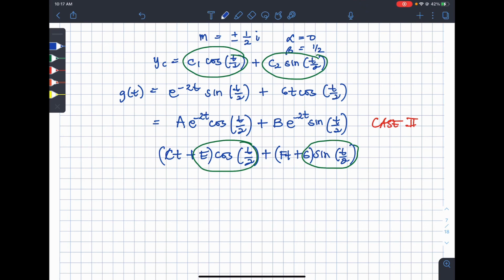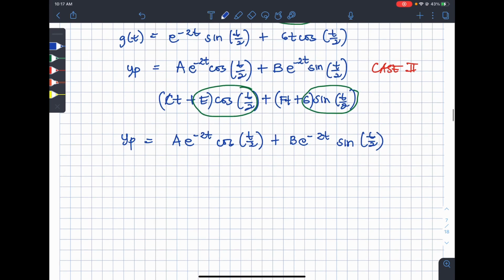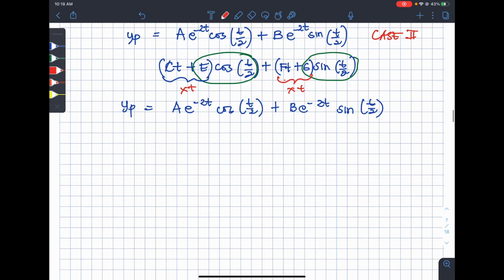So to resolve this, our final y of p would just be a e raised to negative 2t cosine t all over 2 plus b e raised to negative 2t sine t all over 2. And then I'm going to multiply by t here. So we multiply by t there. The same goes for this, so all of it, the whole term that is multiplied. Because if I only multiplied the e, they would still be the same. Okay? So they cannot be combined.